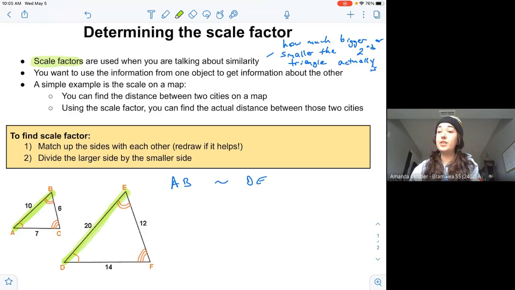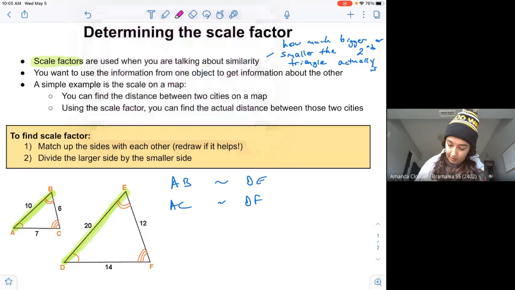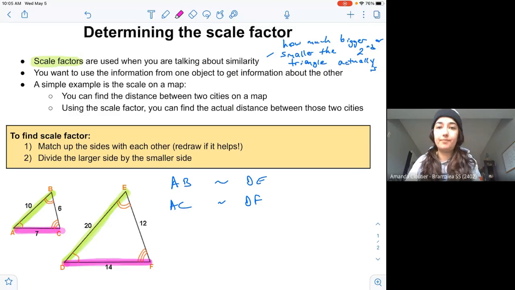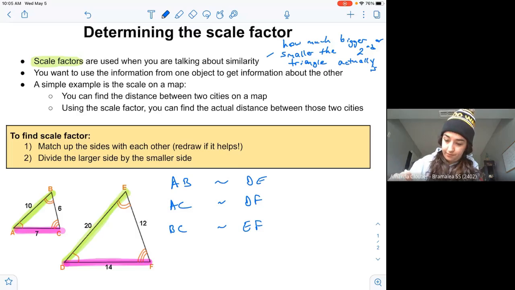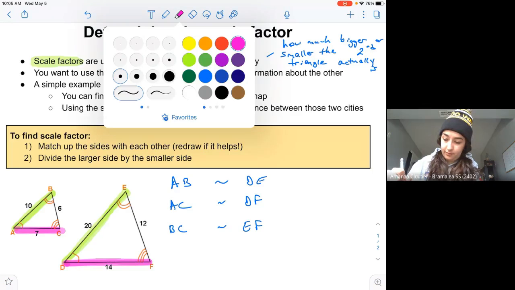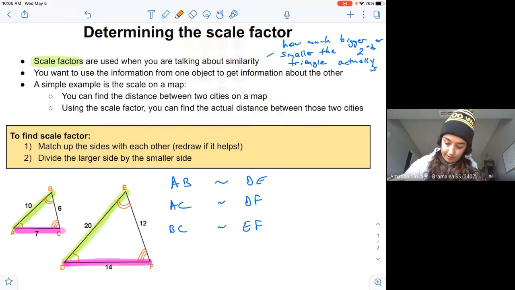AC matches with DF. Good, awesome. Let's put those guys in pink. So AC down here matches with DF. Great job. And then that leaves us with our third one here, that BC matches with EF. Awesome. Let's do that gray and orange.